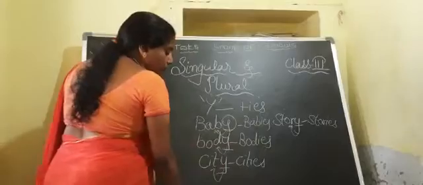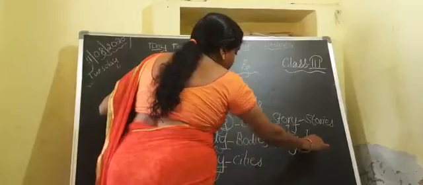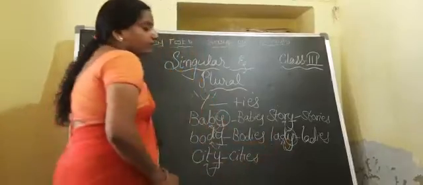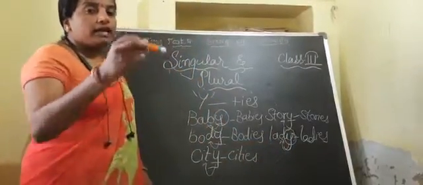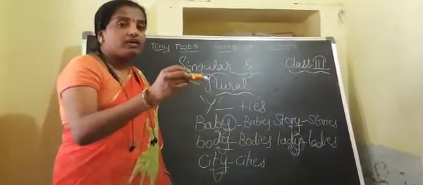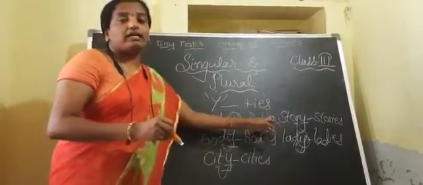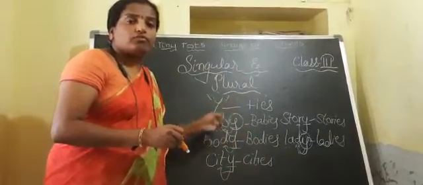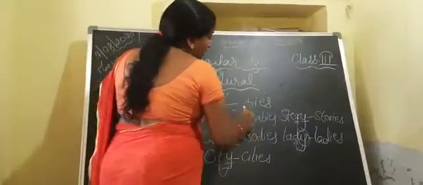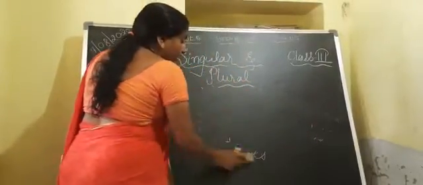See children, a few more examples. Lady, L-A-D-Y. What is the plural form for lady? Ladies. See, it ends with y and before y there is a consonant. So to write the plural for a word which ends with y, and if before y there is a consonant, we have to replace the y with ies. And another rule, children, is to add ves. Plural forms are formed by adding ves.